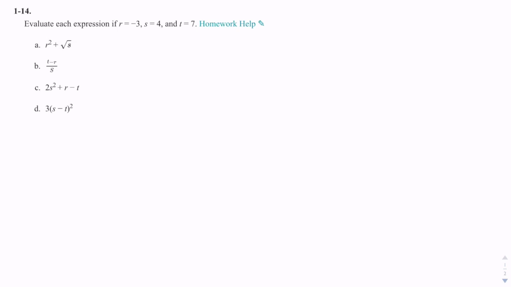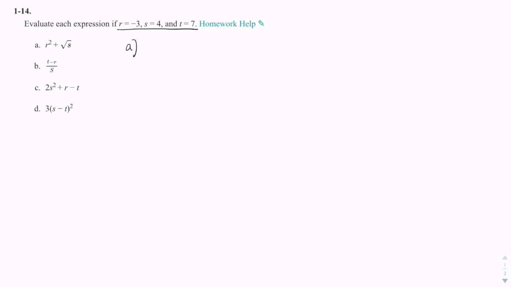Okay, for 14 it says evaluate the expression, and they give us values for R, S, and T. So let's just go one by one. And again, the first step whenever you're substituting in values is just substitute them in. Do not do any calculations. Even if it's simple calculations, just substitute in.